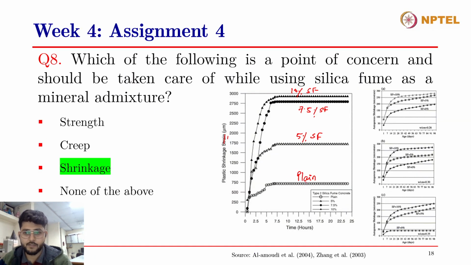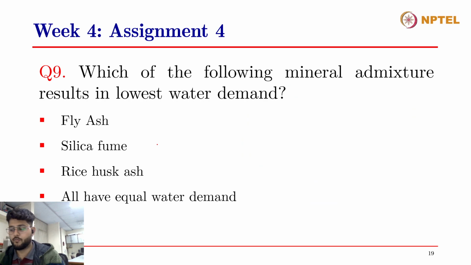Yeah. So this is how silica fume contributes to the different types of shrinkages in a cementitious matrix, right? Moving on to the ninth question: which of the following mineral admixtures results in the lowest water demand? We have already talked about the highest water demand. Which of these mineral additives has the lowest water demand and why?